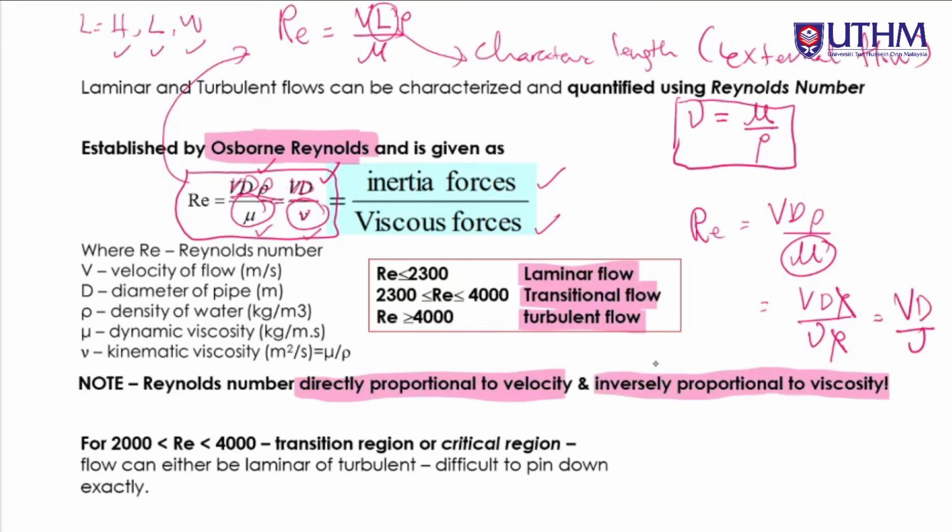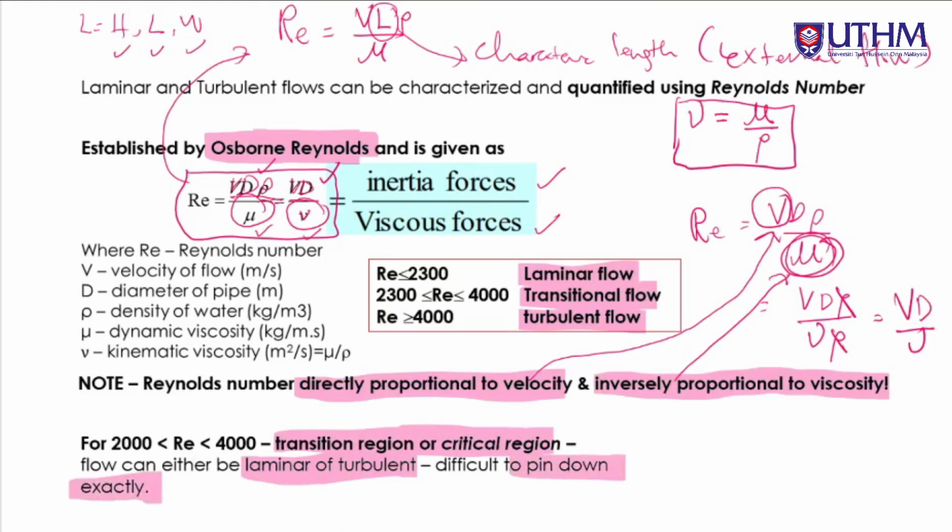Okay, so yang ni kita refer kepada dia punya rumus lah kan. So Reynolds number is directly proportional to the velocity sebab dia dekat atas, and inversely proportional to its viscosity sebab dia dekat bawah. Okay, so yang ni pun samalah. Okay, in between 2000 to 4000, it can be considered as a transition region, or also known as a critical region, in which flow can either be laminar or turbulent. It is a bit difficult to pin down exactly whether the flow is fully laminar or fully turbulent.